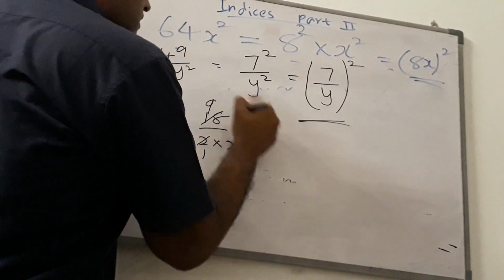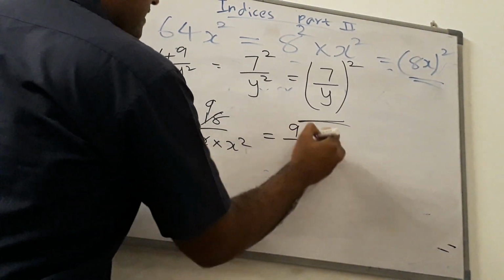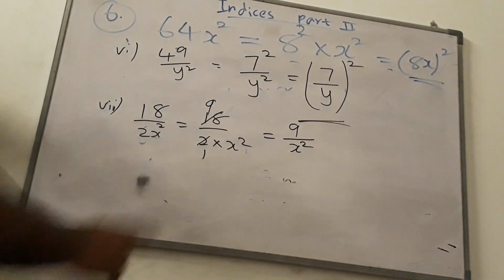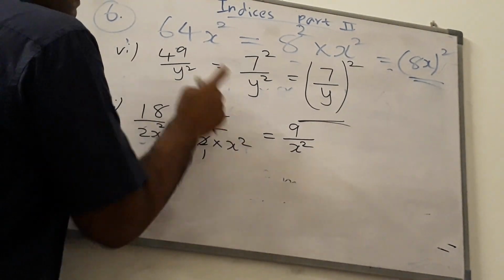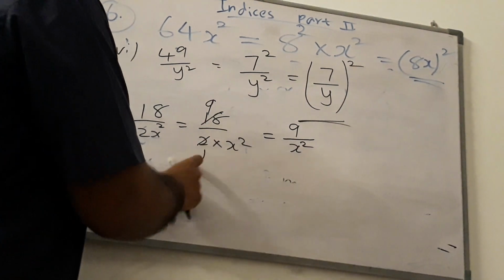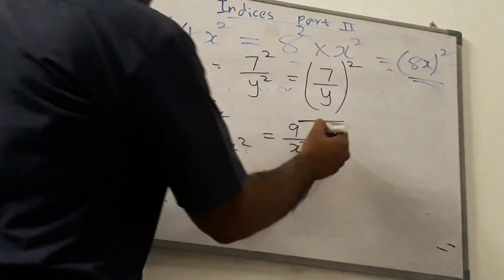So 9 is the numerator, and 1 times x squared is the denominator. We can't simplify 9 and x squared here. 9 is a number term, x squared is an algebraic term, so we can't simplify this. And 1 times x squared means x squared.